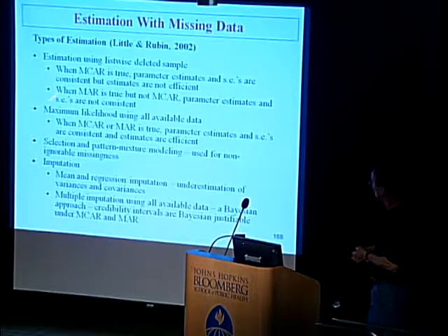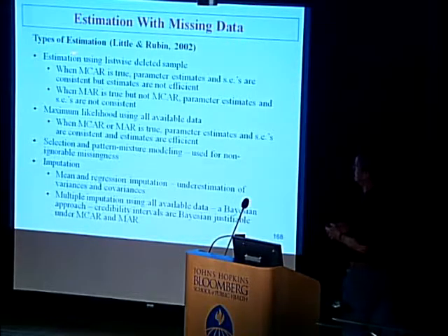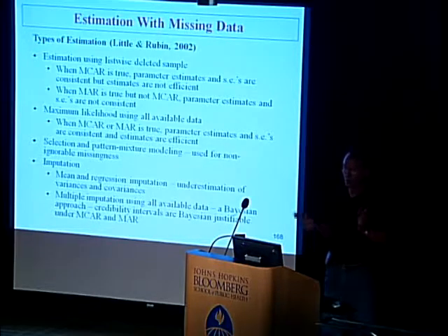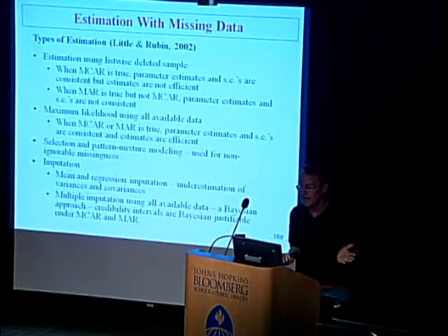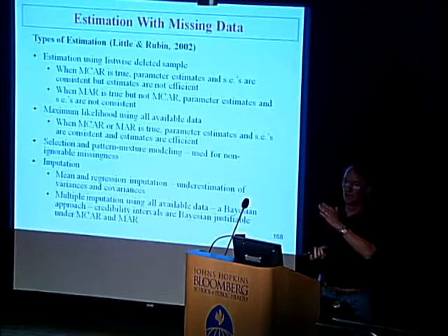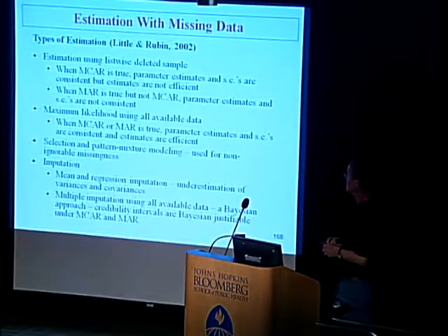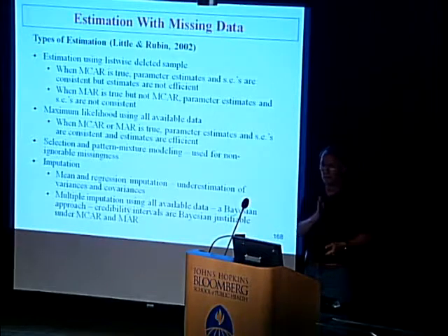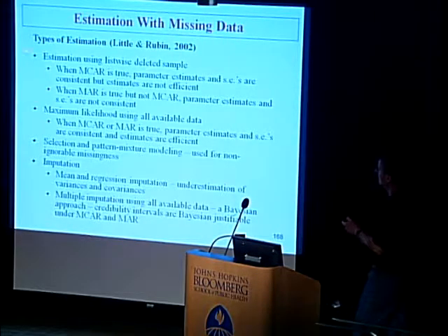Now, a couple of issues regarding types of estimation here. You've probably heard about list-wise deleted samples. So if you have a growth model for Y, list-wise is getting rid of anybody who doesn't have data at all time points. List-wise is deleting any person who wasn't observed at all time points. So if you have missing data at only one time point, list-wise would delete you.